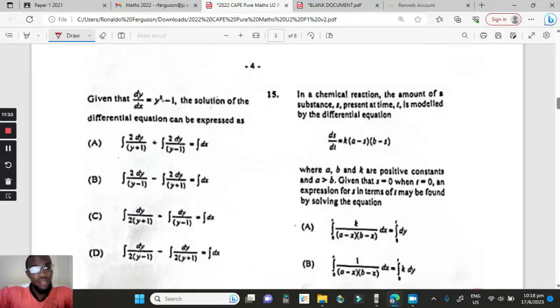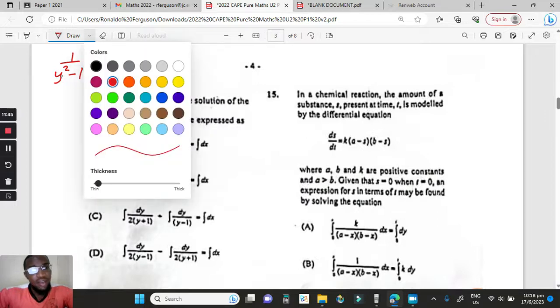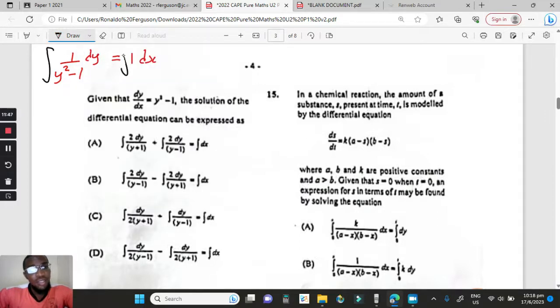So in this case, we need to bring it over and write it as dy, divide through, is 1 over y square minus 1 equal to 1 dx. Then we're going to integrate both sides. But to integrate 1 over y square minus 1, we're going to have to break it up in partial fractions. So 1 over y square minus 1 is a over y plus 1 plus b over y minus 1.